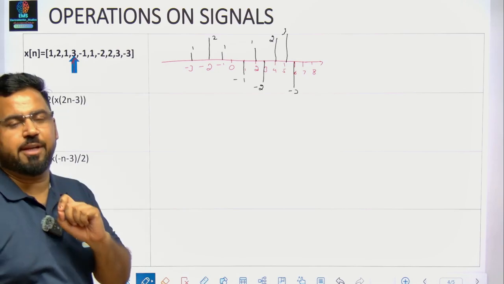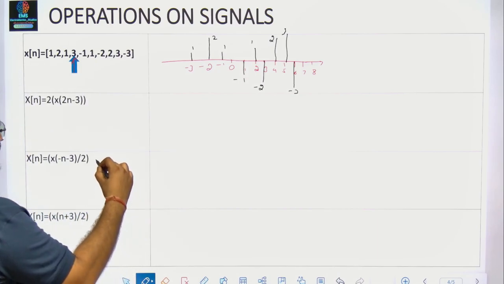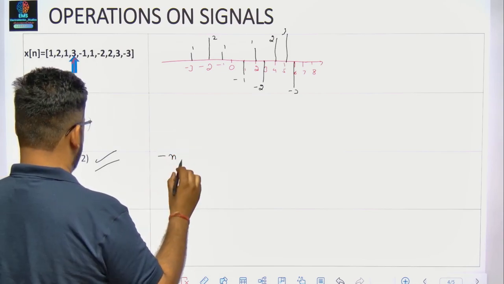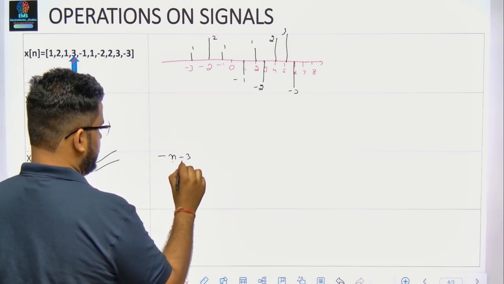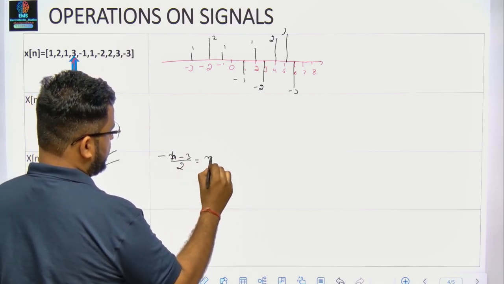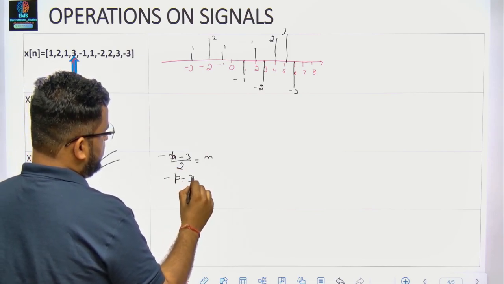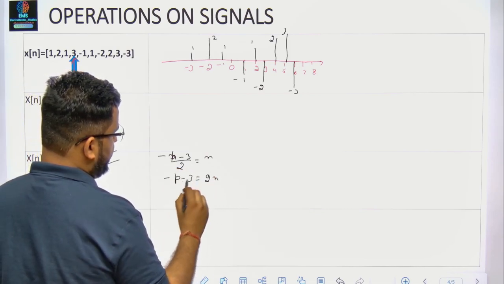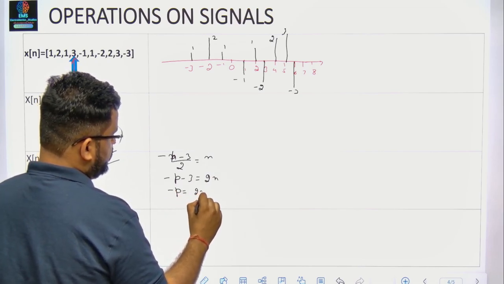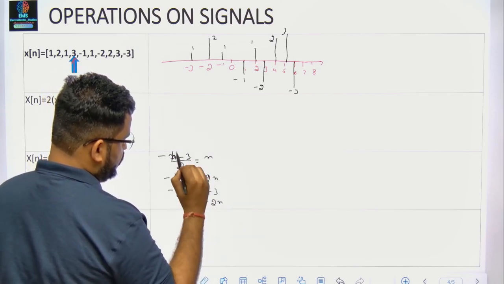Now, there's just one simple catch to it. What's that catch? Let's solve this one. What is given to us? It's minus n minus 3 divided by 2. Substitute this n by p. Put it, because I've got the values of n with me. So minus p minus 3 is equal to 2n, minus p is equal to 2n plus 3. So p is equal to 3 minus 2n.